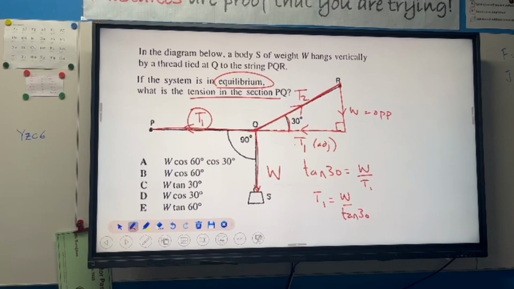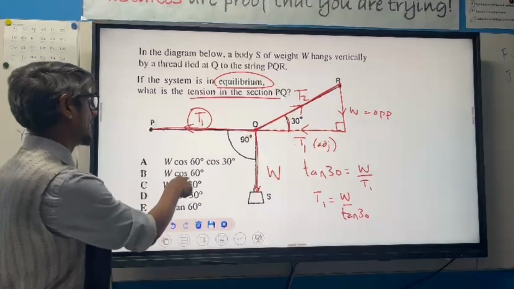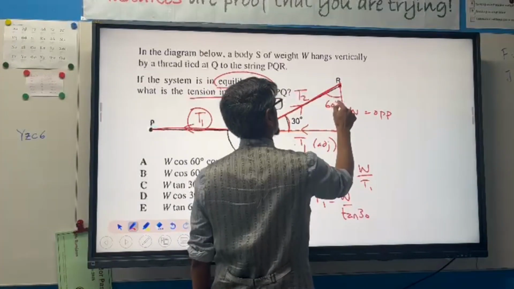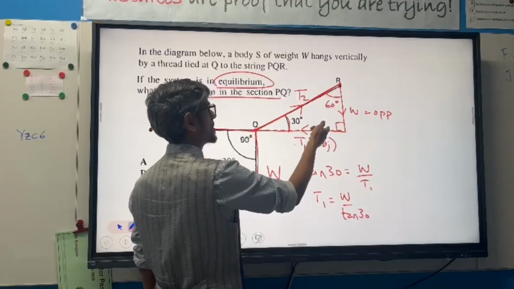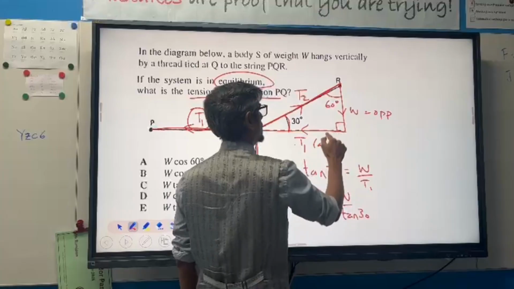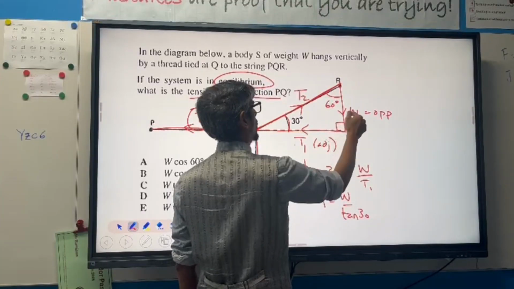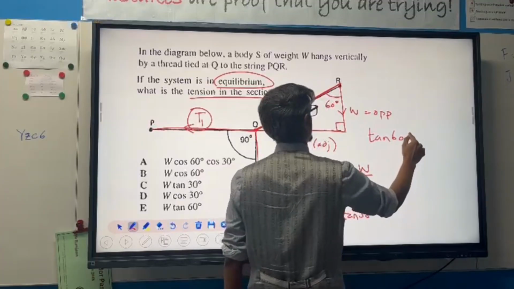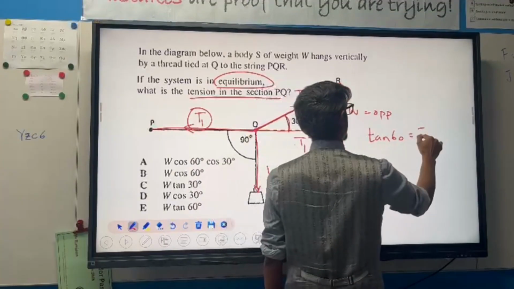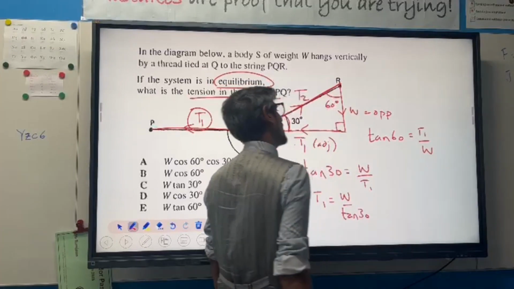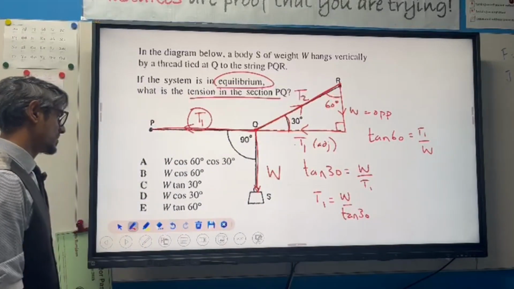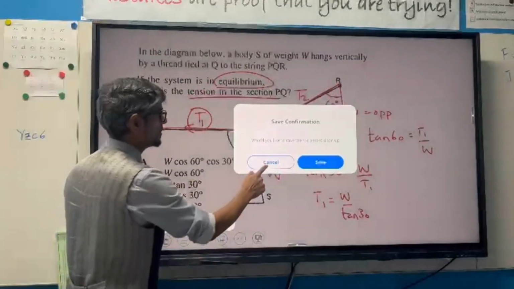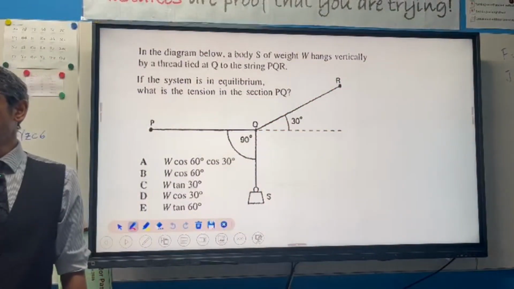All right, so they've given me angle 60. So I could do it like this. So this is 60 degrees. And it has to be in terms of W. So that's now opposite over adjacent. So tan 60 is equal to T1 over W, and yeah, T1 is W tan 60, which is option E.